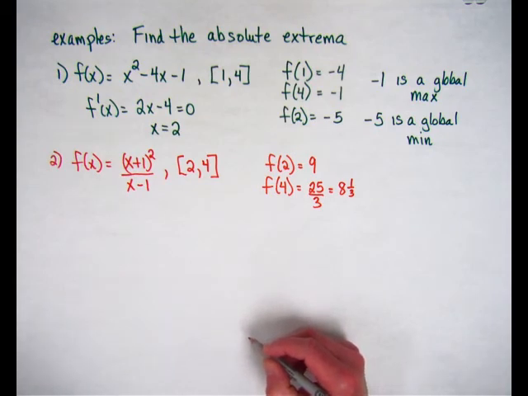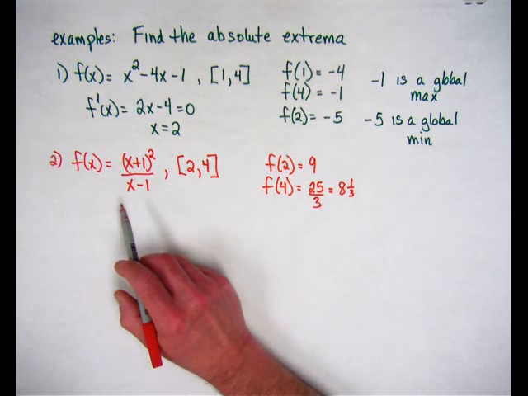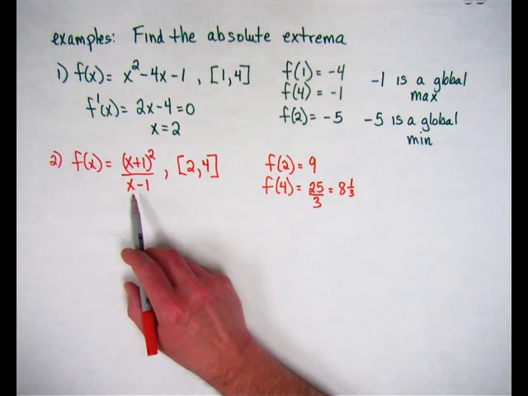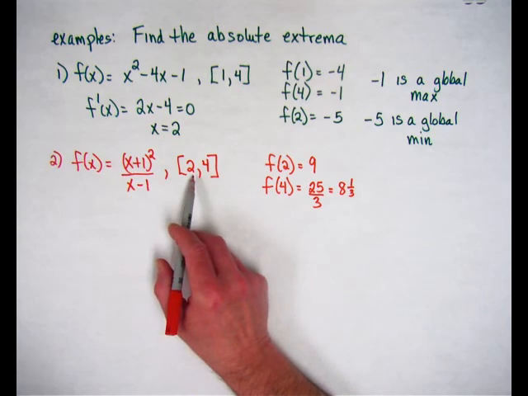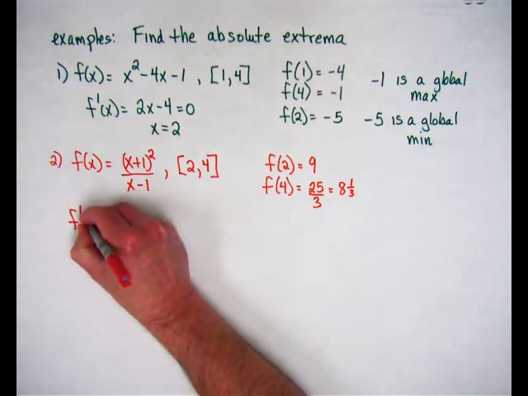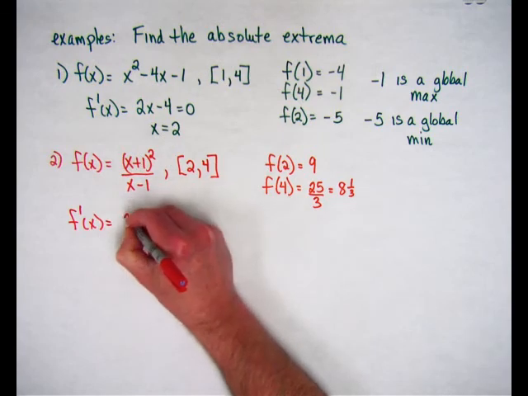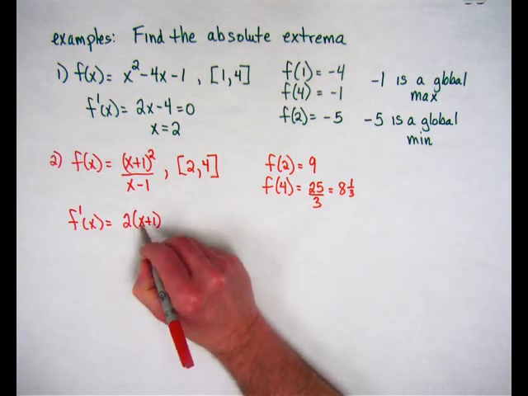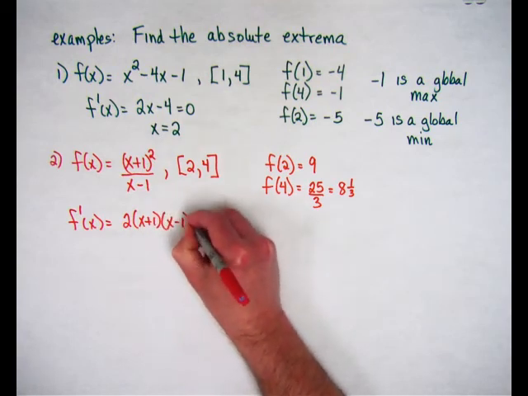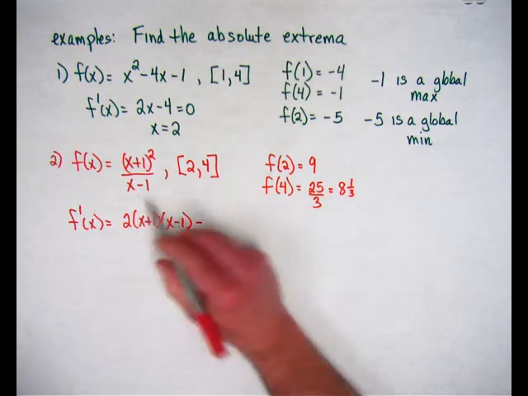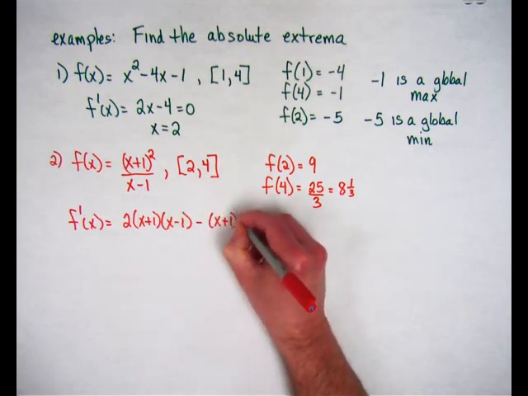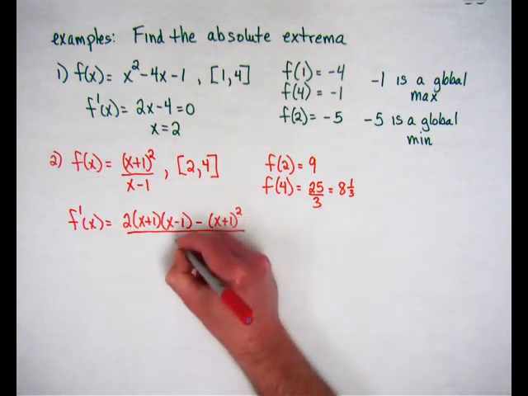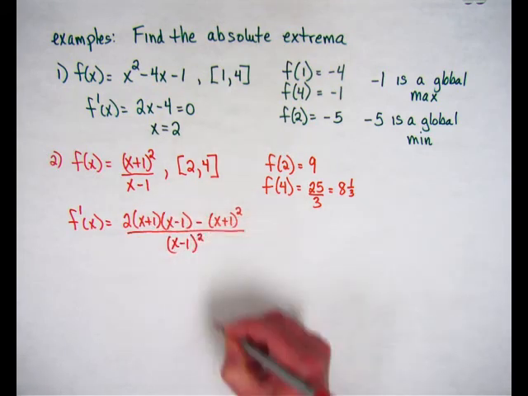Now we have to look for critical values. When you're looking for critical values, always be aware of numbers that aren't in the domain. In this case, the number 1 is not in the domain, so we can't ever have a critical value at 1, which doesn't matter to us anyway because 1 is not inside of our interval. So we take the derivative f prime, which would be 2 times x plus 1 times the derivative of the inside, which would just be 1, times the bottom, minus the derivative of the bottom, which is 1, times the top, all over the denominator squared.